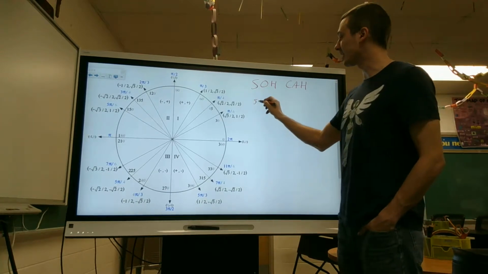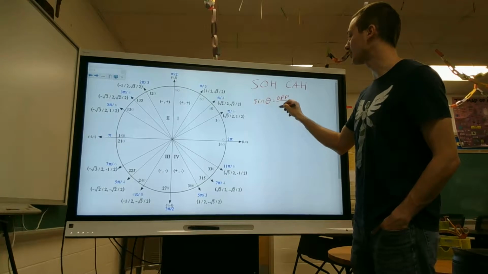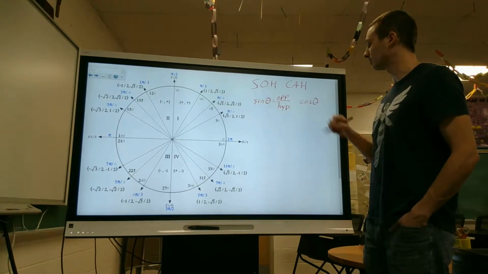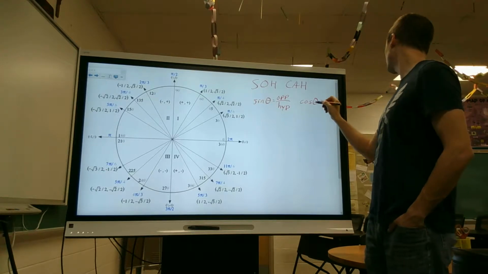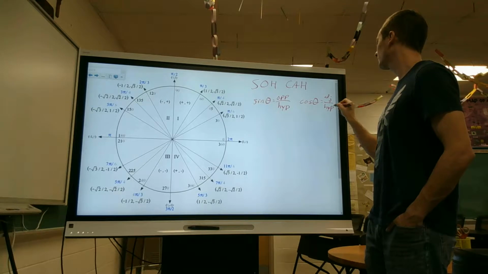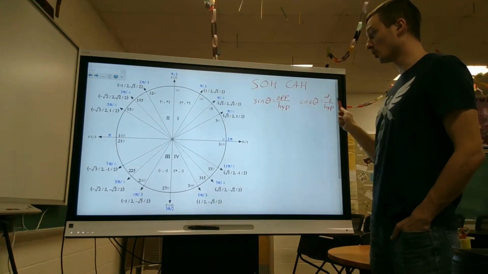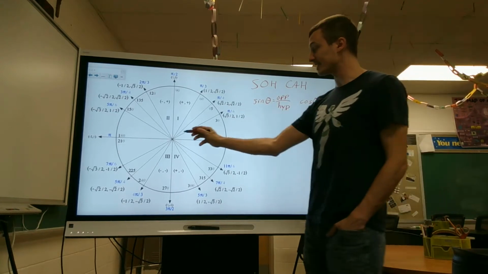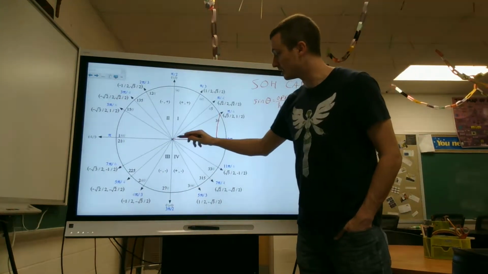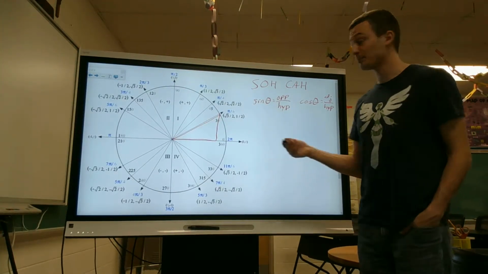So we know that the sine of an angle is the opposite over the hypotenuse, and the cosine of an angle is the adjacent over the hypotenuse. Again, the cool thing about the unit circle is that the radius is 1 unit. So as far as the triangles are concerned, the hypotenuse is always going to be 1.